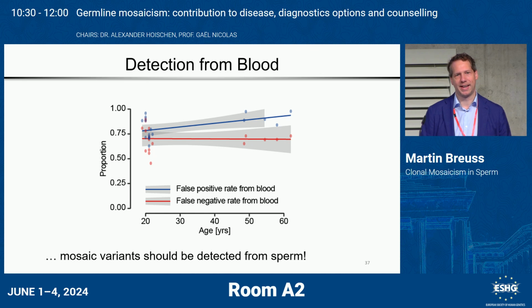Really, and I think you're already probably a little bit sick of us saying this, we should detect mosaic variants from sperm. This is really a critical point. And if you don't take away anything else from our session, we hope that's what you will take away today.